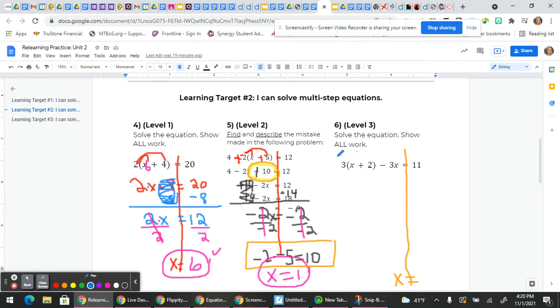So to this parentheses, what I want to do is use my distributive property. I'm going to share my 3 with my x and my 3 with my 2 so that I can simplify on this side to get to my x. So I've got 3x plus 6 minus 3x equals 11. All right, so over here on the left, you might notice that a positive 3x and a negative 3x, those are going to cancel. Positive and a negative cancel. So I am left with 6, which is equal to 11.